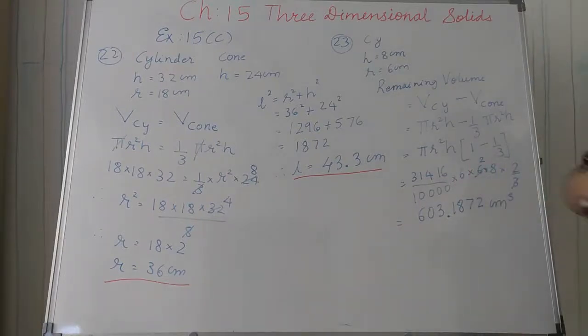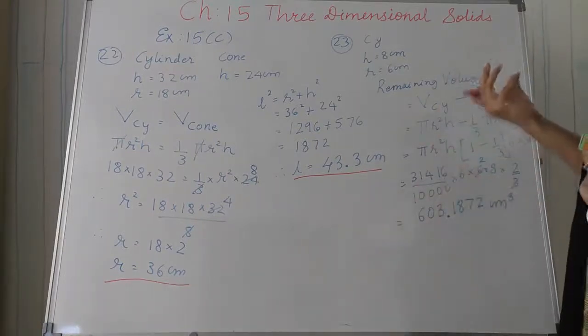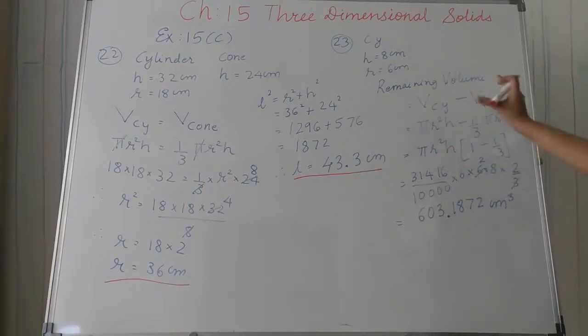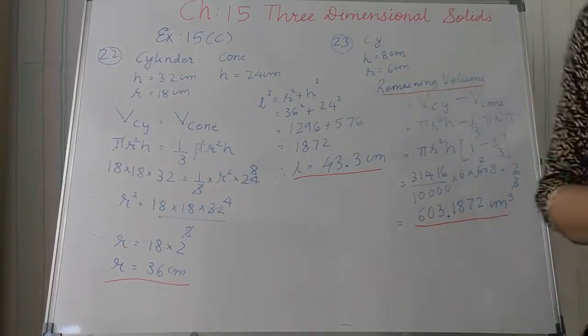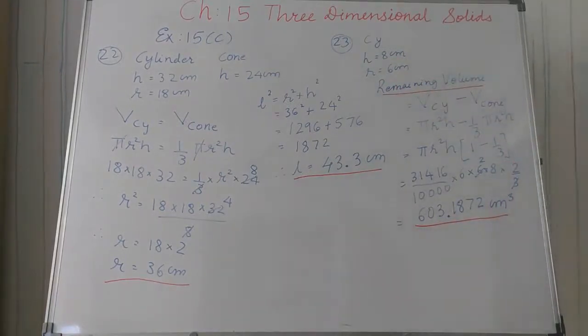Hollowed out means उतना part निकाल देना है, right? So volume of cylinder में से volume of cone minus करने से we get here remaining volume. So this is how we have solved question number 23.